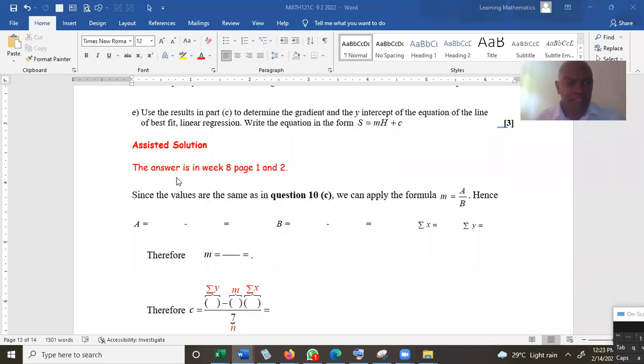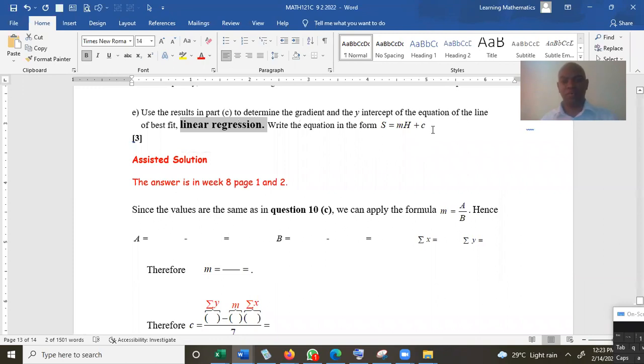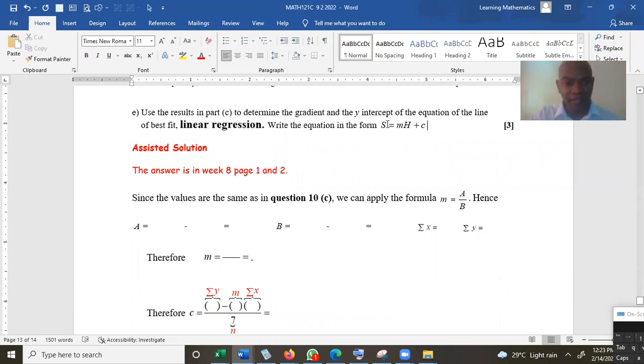Number 11 part E says to use the results in part C to determine the gradient and the y-intercept of the equation of the line of best fit. It's called linear regression. Write the equation in the form S is equal to MH plus C. For those of us who have done college algebra 1, we are familiar with the general form of a linear equation, y is equal to mx plus c. In that case, y is s and x is h.